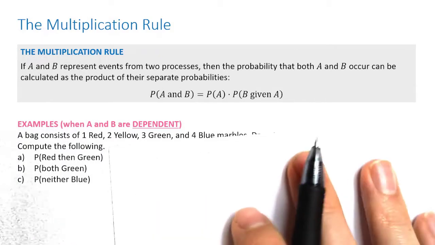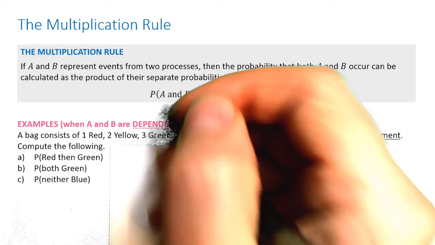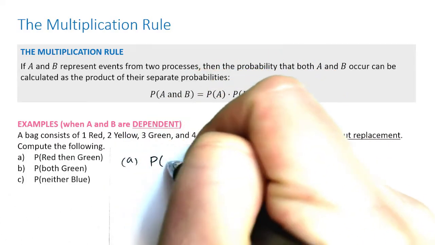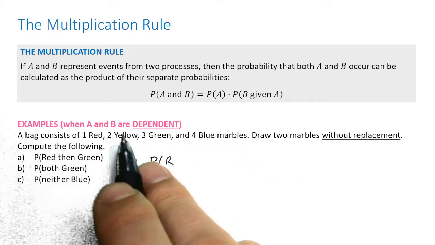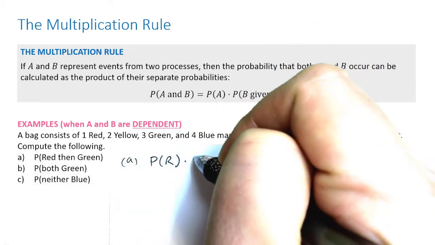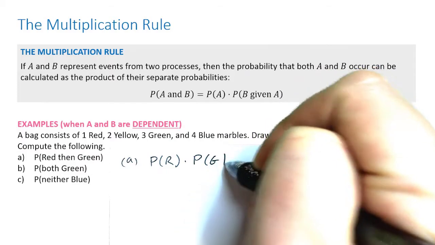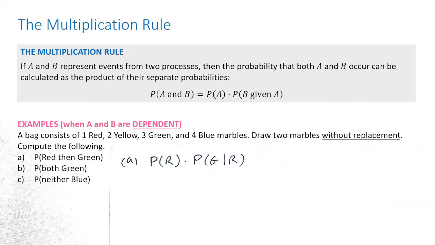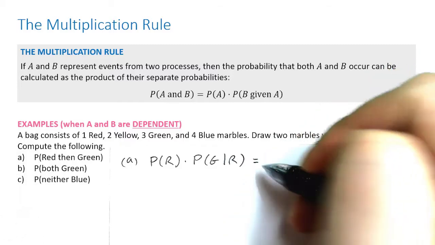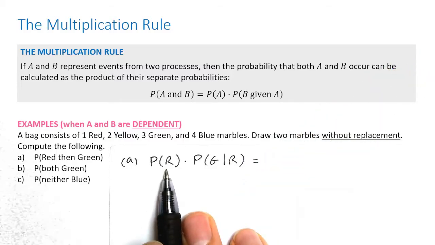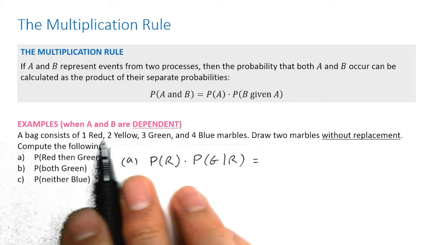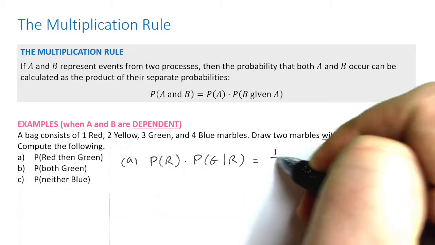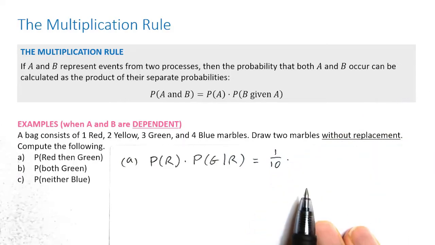Okay, so let's compute these. In part A here, I want the probability of getting a red and then a green, right? So that's going to be the probability of getting a red times the probability of getting a green, given that I drew a red. Okay, let's think about what these are. What's the probability of drawing a red? Well, there's only 1 red marble in the bag, and we said there's a total of 10 marbles, so that's 1 out of 10.